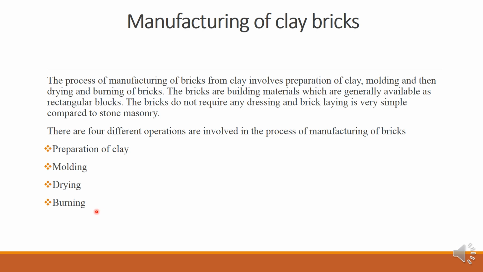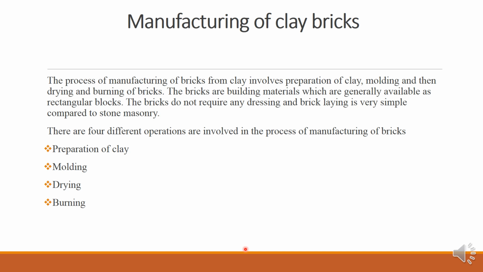We have two types of molding. One is ground molded brick, another one is table molded brick. Ground molded brick is also known as pressed brick or machine molded brick, the type of brick manufactured through the molding process using a machine. Table molded brick is a process similar to ground molding, but here the brick is molded on a table of size 2 meters by 1 meter.